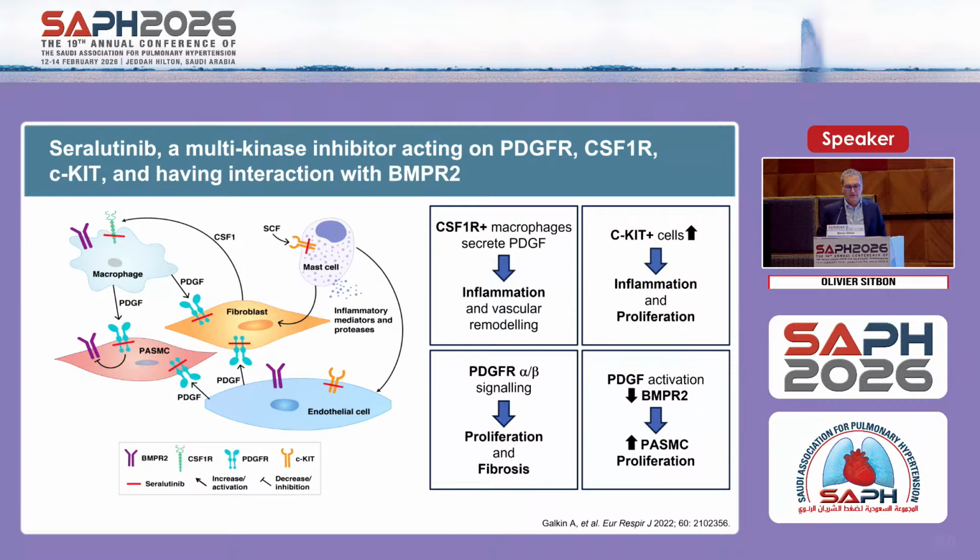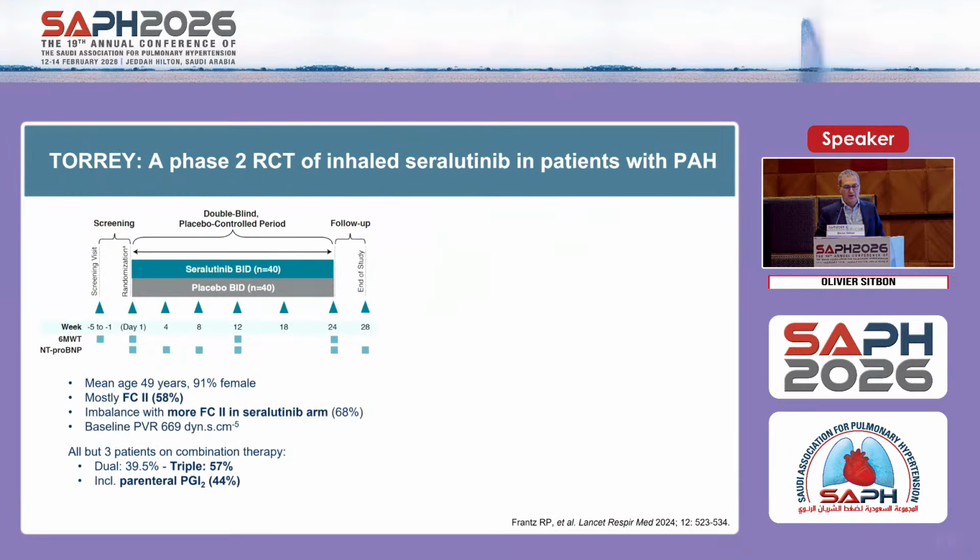Let's move now to seralutinib. Seralutinib is a multi-kinase inhibitor acting not only on PDGF, but also CSF1R and c-KIT, as it has been shown previously. The drug has been developed to be given by inhalation. The TORREY study was a phase 2 study of inhaled seralutinib in patients with PAH. 80 patients have been enrolled in that study.